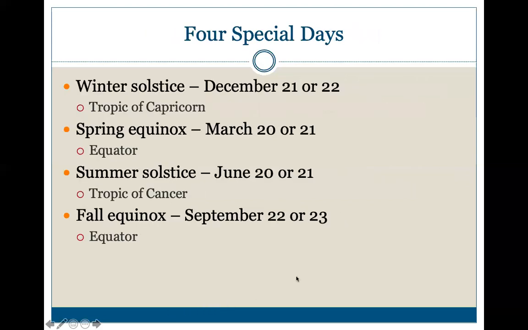Let's look at 4 special days, and you guys should memorize these. So we've got 2 solstices and 2 equinoxes. Let's look at the equinox first. You'll notice I put down a line of latitude, a parallel, underneath each one. That's where the subsolar point is on this particular date of each year.